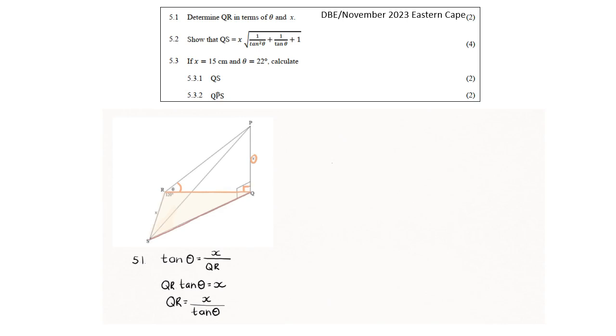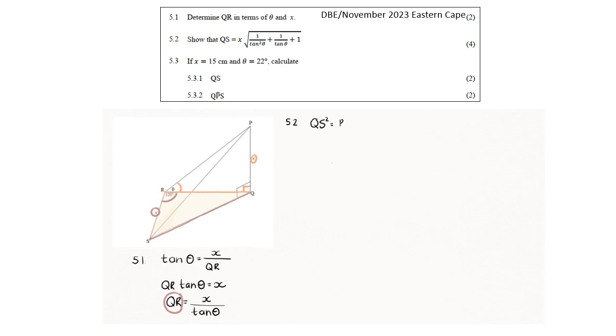We have that angle QRS is 120 degrees. We have that the side RS is x, and we've just determined that QR is equal to x over tan theta. Since this is an obtuse triangle, we have to make use of either the sine or the cosine rule to determine QS. In this triangle, we have the lengths of two sides and the included angle, 120 degrees. And we want to determine QS that is directly opposite the 120 degrees. So that means we are going to make use of the cosine rule.